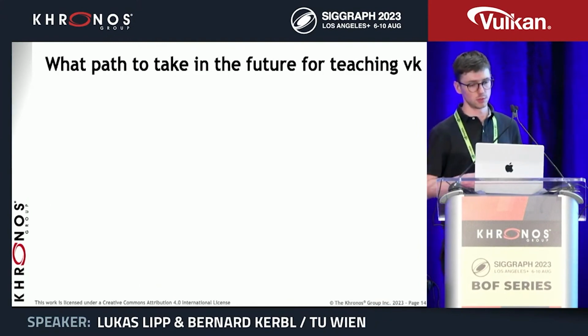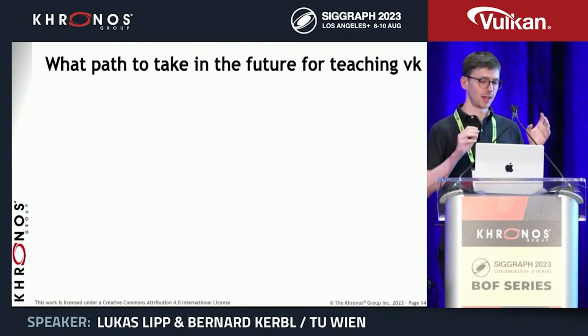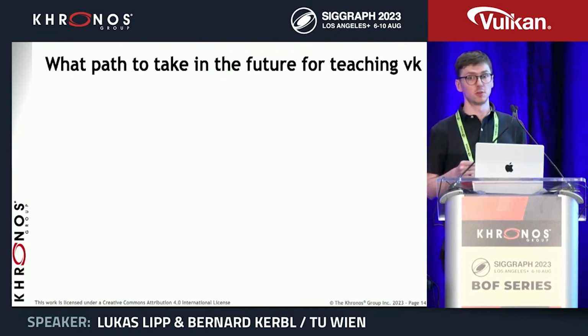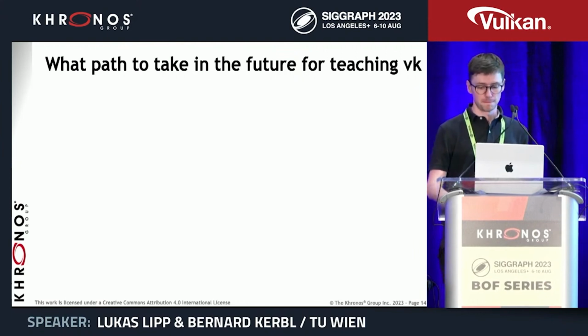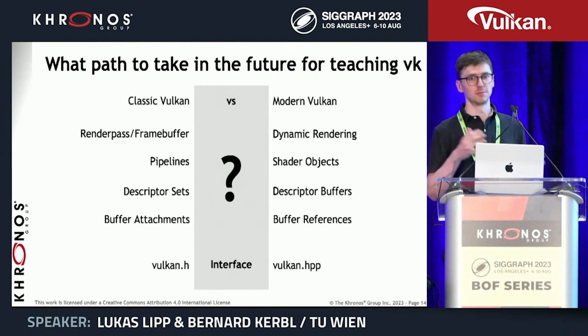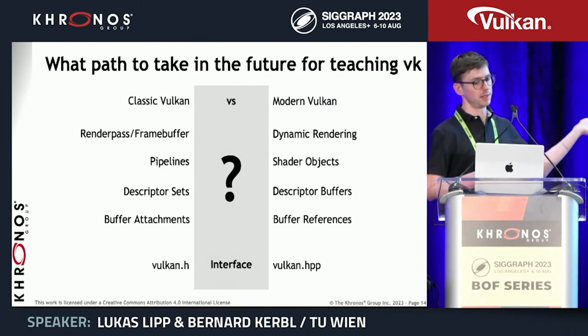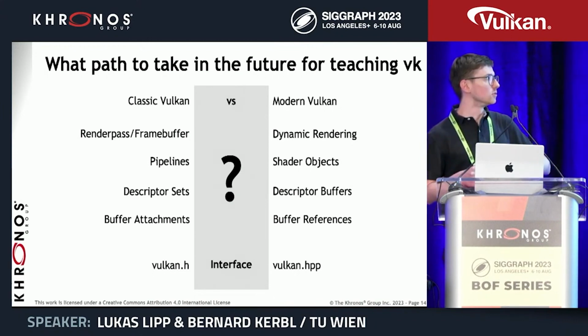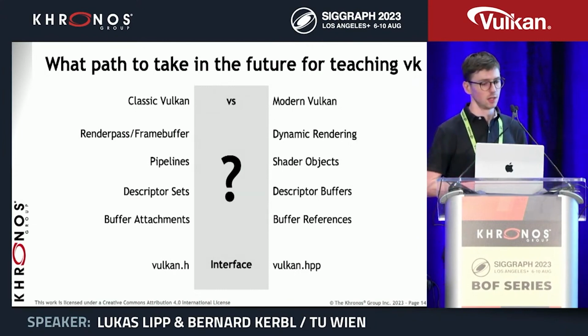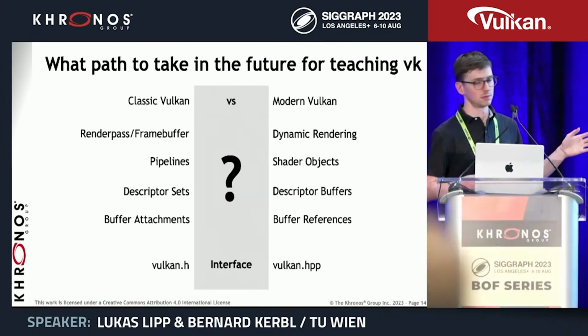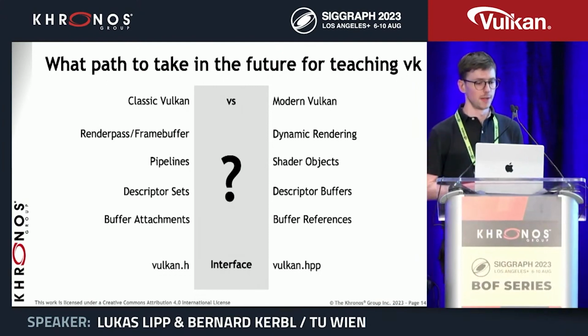I just want to throw this question out there. What is the future path that we should take when teaching Vulkan? I don't really want to get into this rabbit hole, and I'm not even sure if it's already time to ask this, but we are kind of going in a classic and modern Vulkan direction split. For instance, render passes and frame buffers are mostly replaced by dynamic rendering. Pipelines now kind of get in the direction of shader objects. Descriptor sets are often used with the descriptor buffer extensions, or why use buffer attachments at all and maybe just use buffer references for bindless rendering.